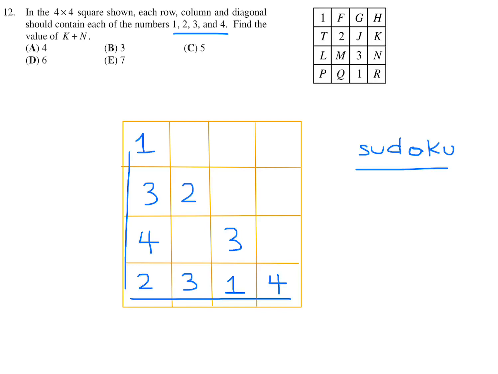And similarly, if you look at this row, we have 1 and 2 to put in. So 2 cannot go here because we already have a 2 there. So that means the 2 has got to go here, and therefore this is a 1. All right?